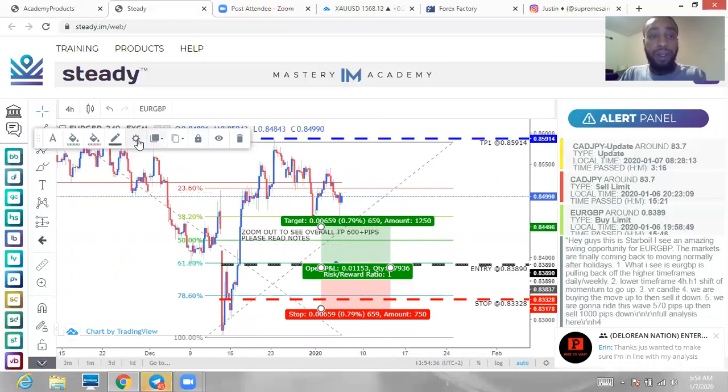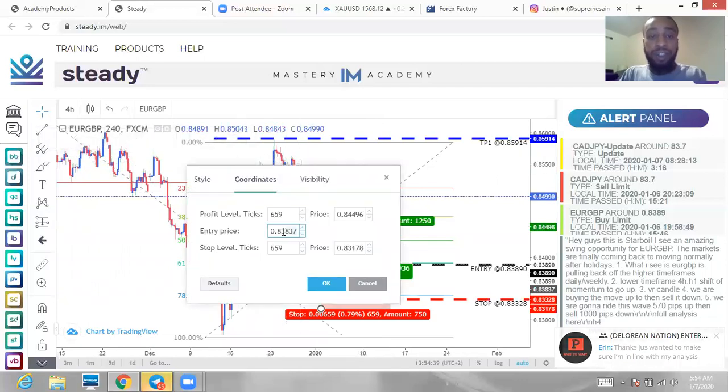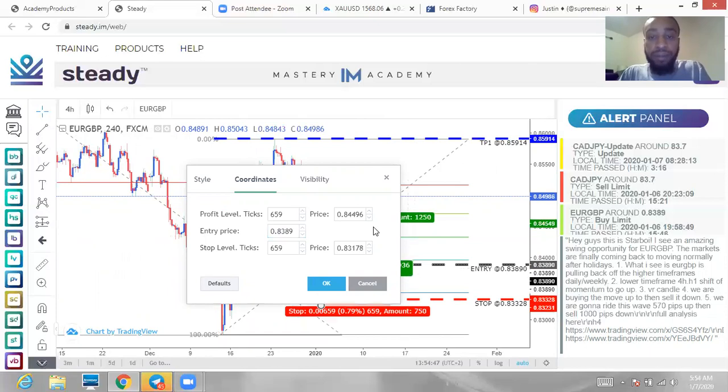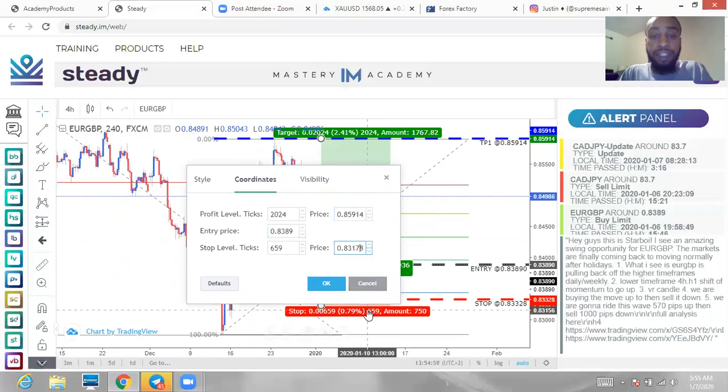So we're going to make sure that we put in our entry point, which is 83,890, right? It's going to adjust. We're going to put in our take profit, which is 85,914, right? Bam. And then last but not least, don't forget our stop loss, 83328. Bam.